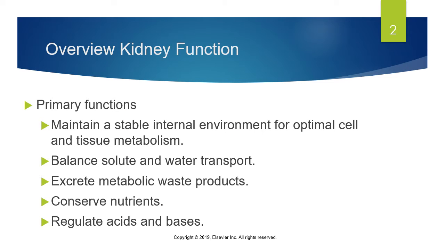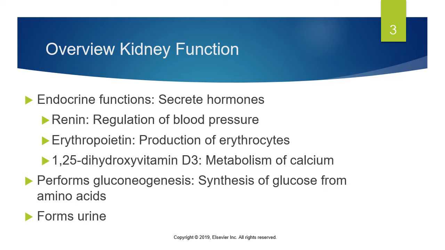So we'll start with an overview of the functions of the kidney, and the primary functions are to maintain a stable internal environment so that you can have optimal metabolism in the body, to balance the solute and water transport, to excrete waste products, to conserve what the body needs, the nutrients, and to regulate acids and bases. And the kidney has endocrine functions.